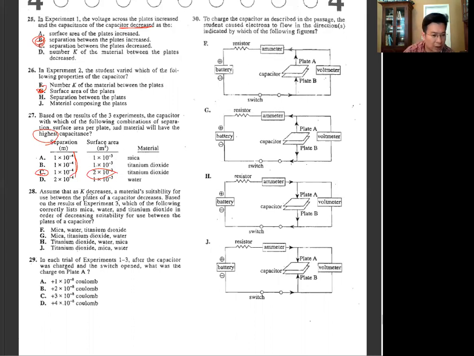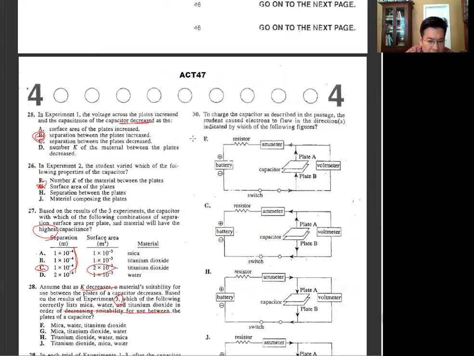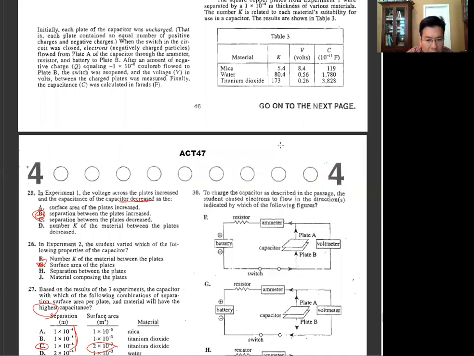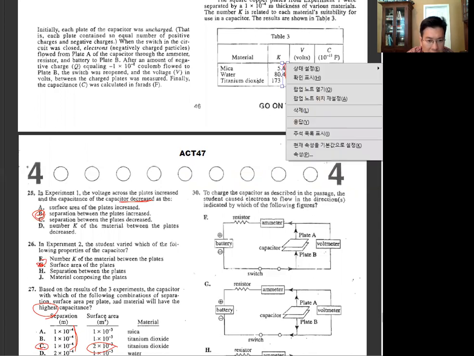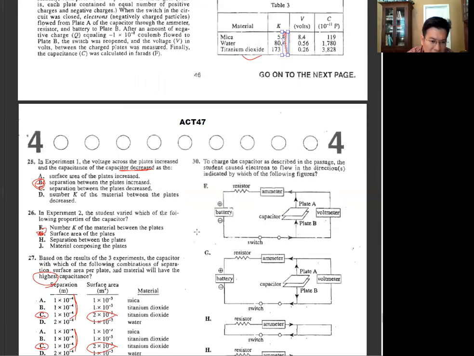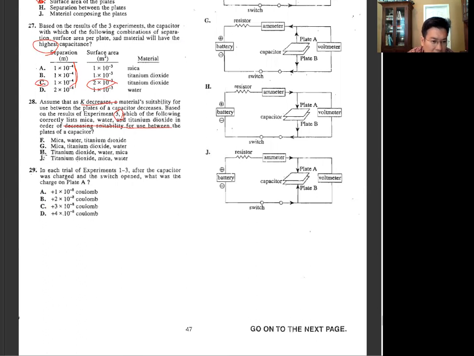28. Assume K decreases. Material suitability for use between the plates, based on the result of experiment 3, which of the following correctly lists these materials in order of decreasing suitability to use between the plates? So experiment 3, K is decreasing this way. So titanium dioxide is the first one, and then water, and then mica, yes. H.